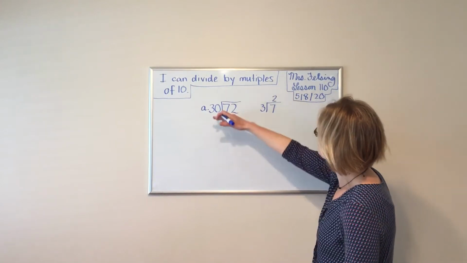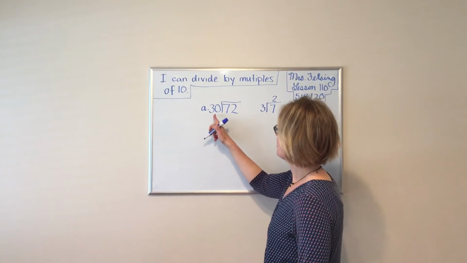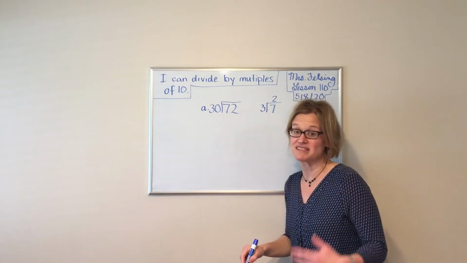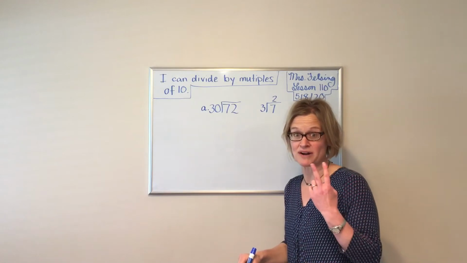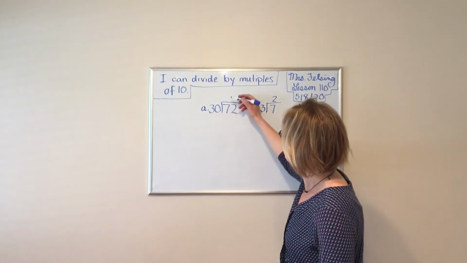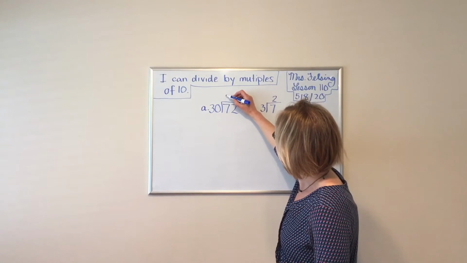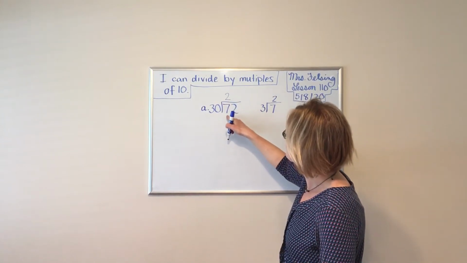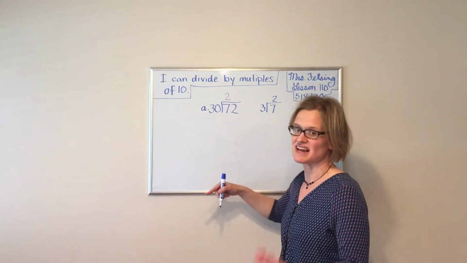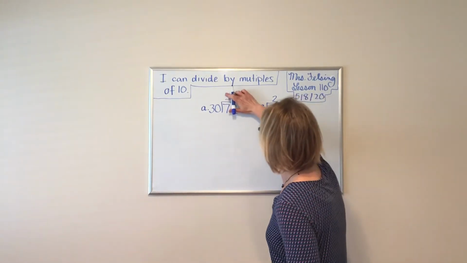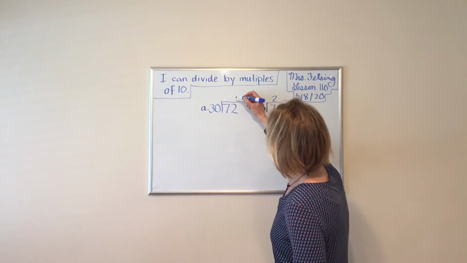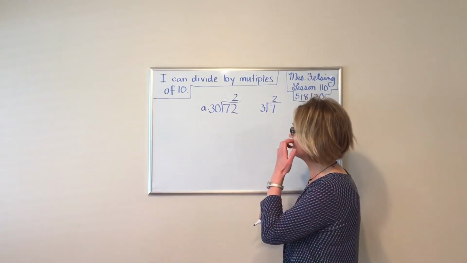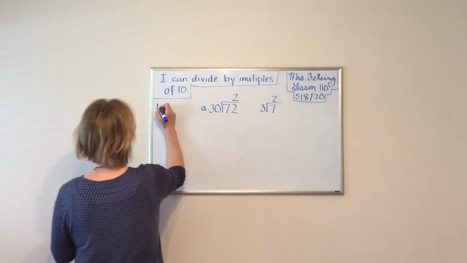So now we're going to transfer that over here. Well, if 3 can go into 7 twice, 30 could probably go into 72 twice as well. Now remember, do not put the 2 up here, because if you do that, you're saying that 30 can go into 7 twice, and that's not the case because 30 is too big. But 30 can go into 72 twice, right?